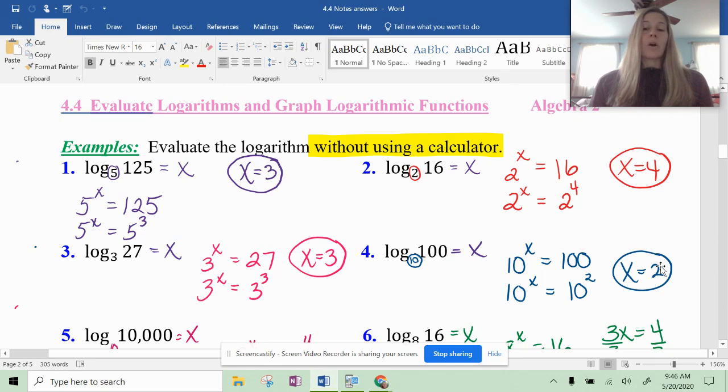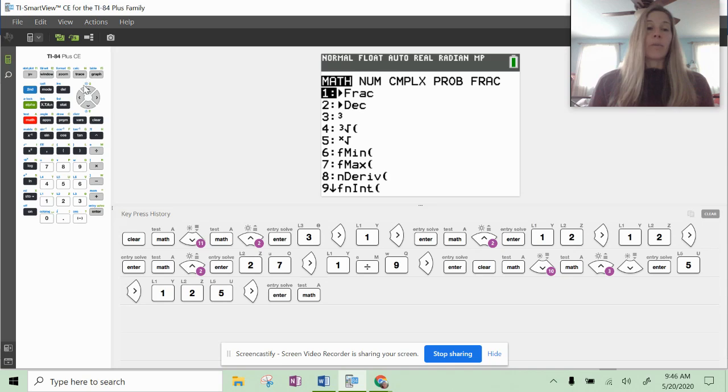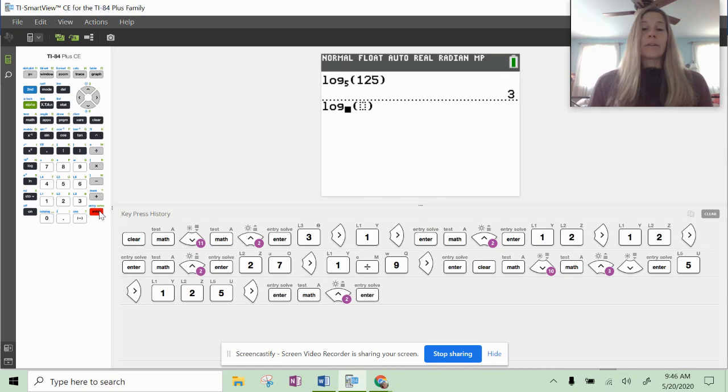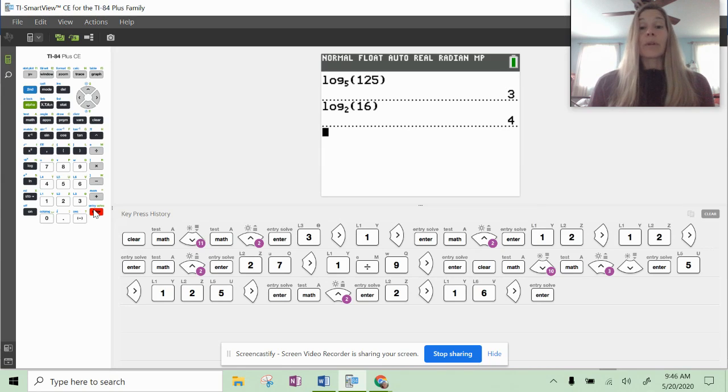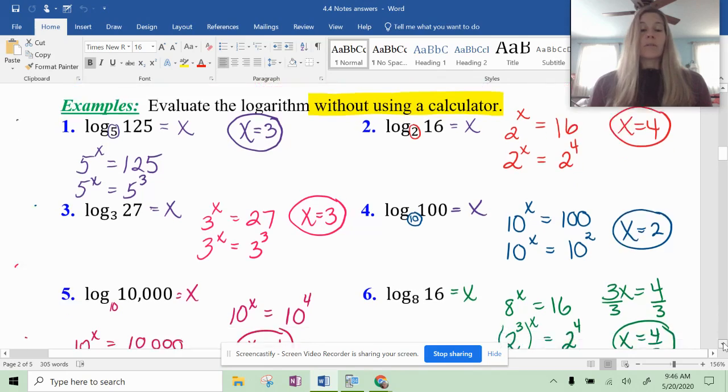So let's just try log base 2, 16, for example. So if I wanted to do this again, I would go to my math menu. I'm going to go up 2 times to get to my log base, enter, and now I'm going to type it in. I had a base of 2, and then it was 16. And then when I hit enter, I'm going to get 4, which was the same answer we got without the calculator. So now another one that I want to try is when you have a fraction, just to make sure that doesn't throw anybody off.